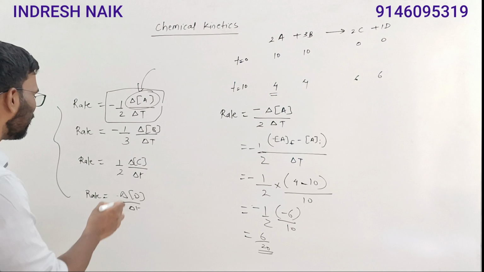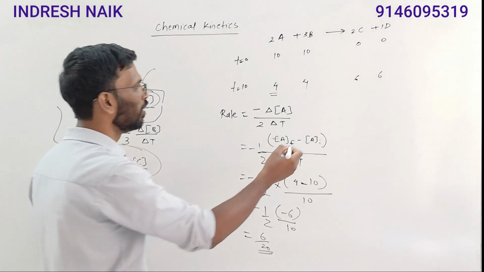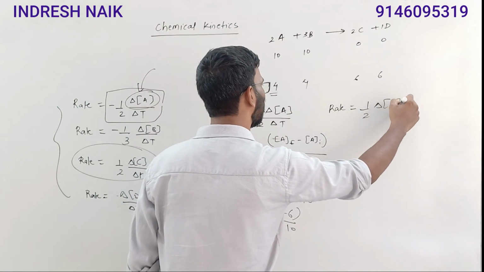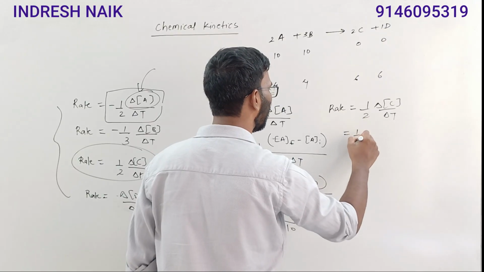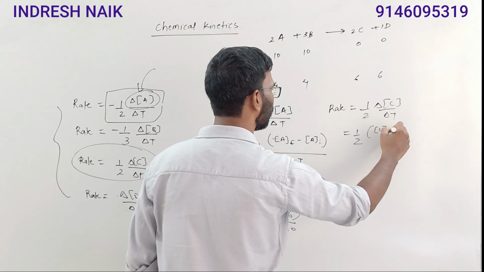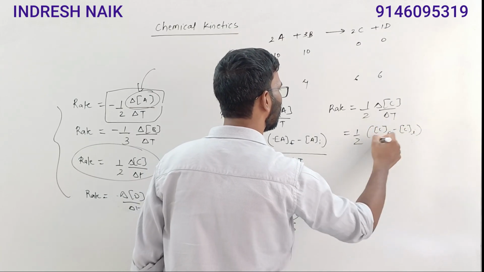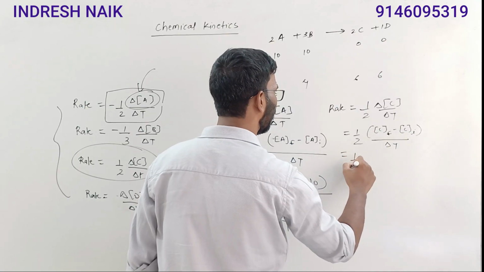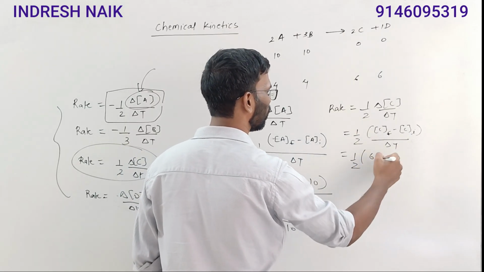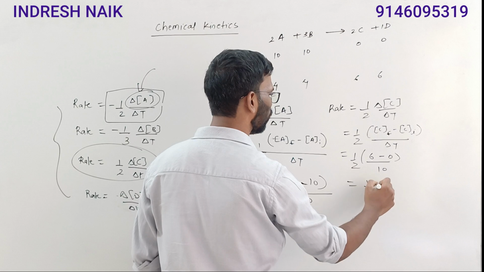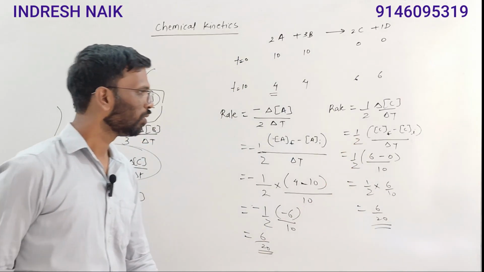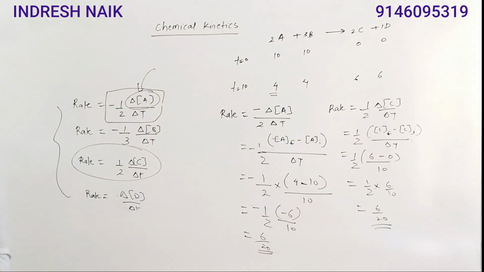Right? If you write for a product, let's say I am considering this in terms of the product, so rate is equal to 1 by 2 delta C by delta T. So 1 by 2, what is that? Delta C, concentration of C final minus concentration of C initial upon delta T. So 1 by 2. Why is the minus sign not there? Let's check. Final is how much? 6. And what is initial? 0. And what is the time? 10. So 1 by 2 into 6 upon 10. This is also positive, 6 by 20. Getting? So this is the significance of the minus sign in the rate expression.